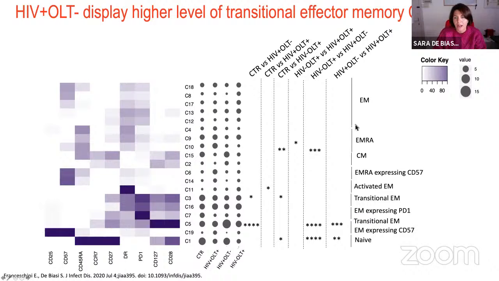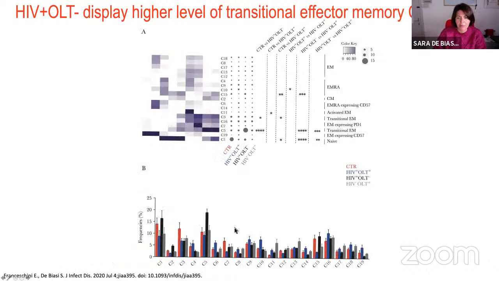Here too we were able to find different clusters of effector memory T cells, those more differentiated and activated, and those less differentiated, such as naive T cells. What we found here is that in patients that were HIV positive and receiving transplantation, compared to patients receiving transplantation without HIV, these clusters were more represented. And we also confirmed this by performing differential analysis between the different frequencies.